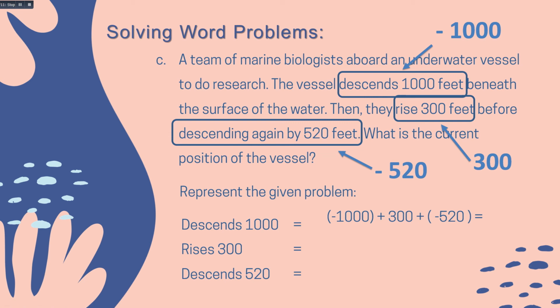Okay, so to get the sum, since we have here different signs, negative and positive, we need to change the operation to subtraction. So 1,000 minus 300, that will be 700, and copy the sign of the larger value, which is negative. So that is why we have here the answer negative 700.